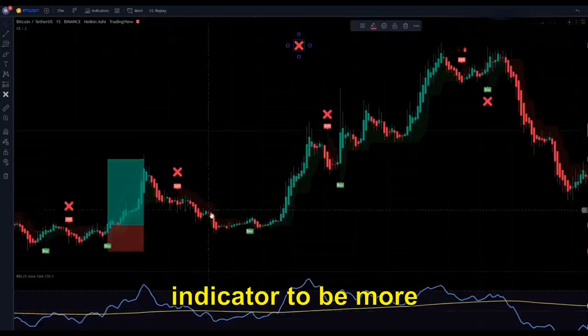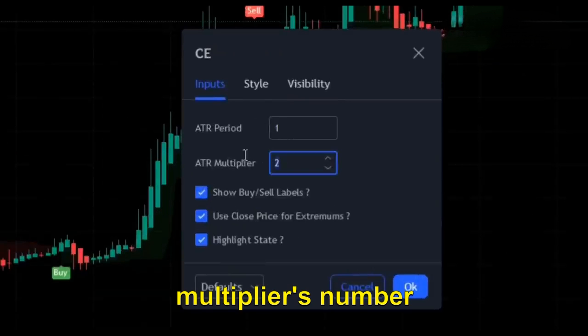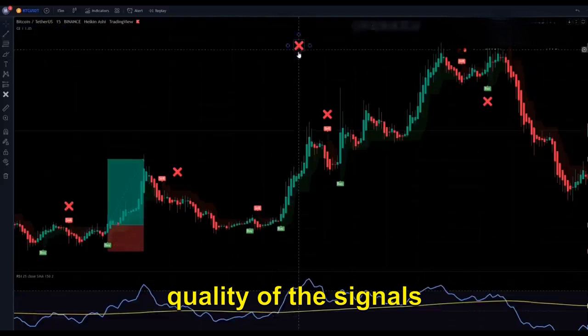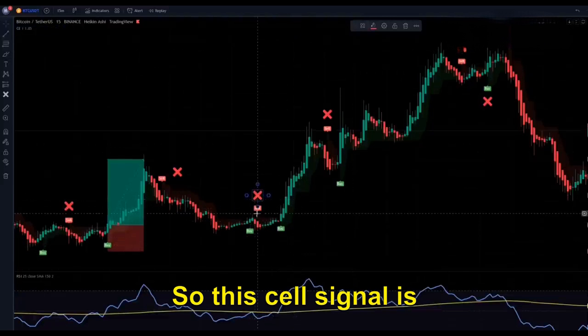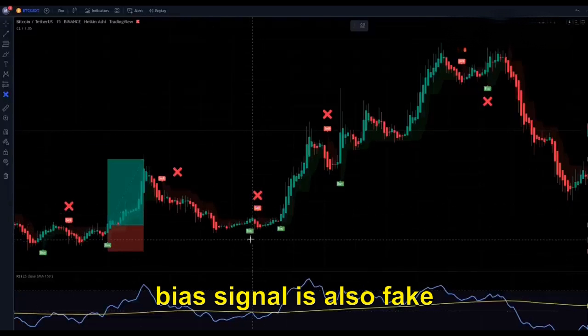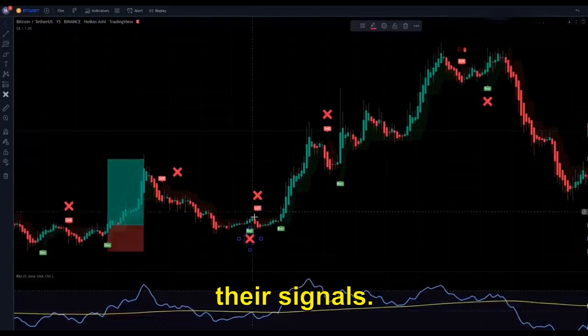If we want this indicator to be more precise, we have got to change its setting. Change the ATR multiplier's number from 2 to 1. Now both indicators match each other, and the quality of the signals has been improved. So this sell signal is fake because RSI hasn't approved it. And this buy signal is also fake because again, RSI hasn't approved any of these signals.